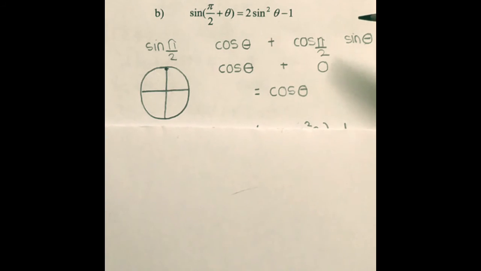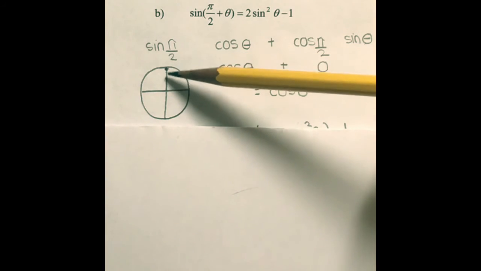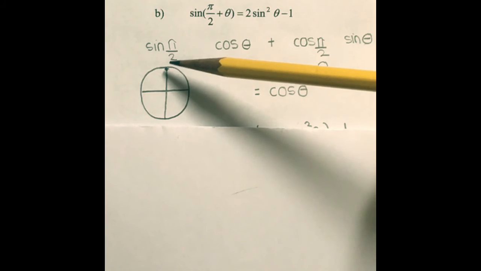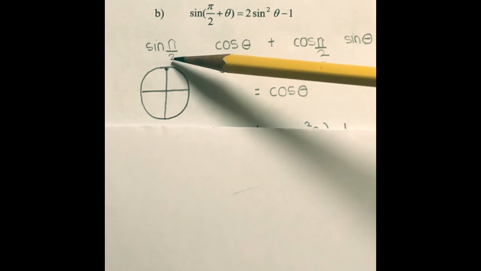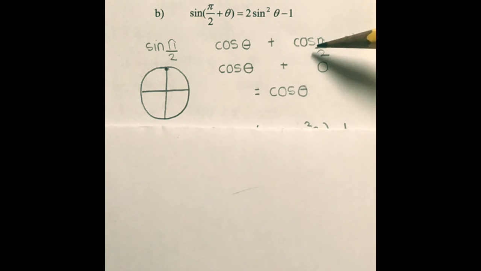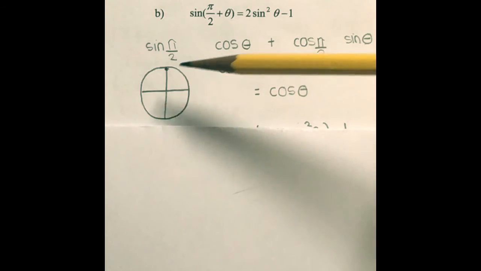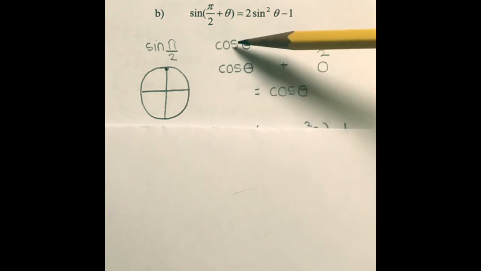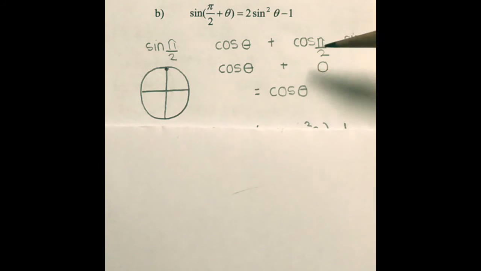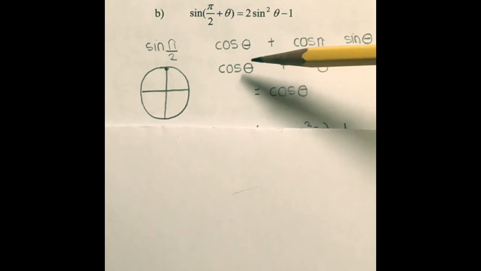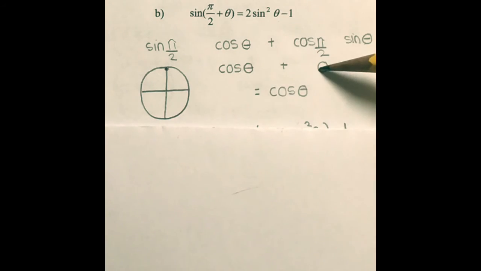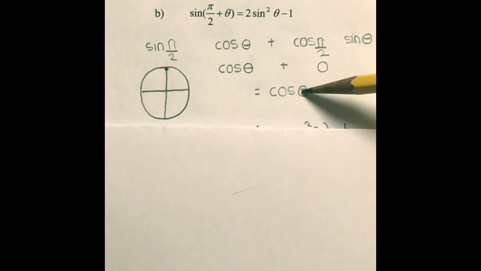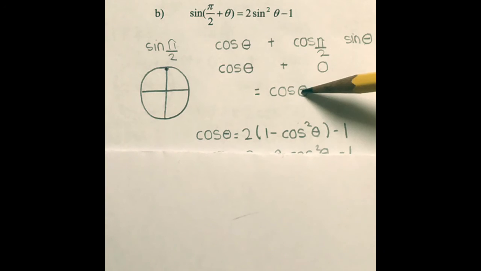Moving to a unit circle, we recognize that pi over 2 is this location right here. So the sine of pi over 2 is 1, and the cosine of pi over 2 is 0. So 1 times cosine is cosine, and 0 times sine is 0. Therefore, we have cosine of theta plus 0, and that equals the cosine of theta. Now we can continue with our problem.